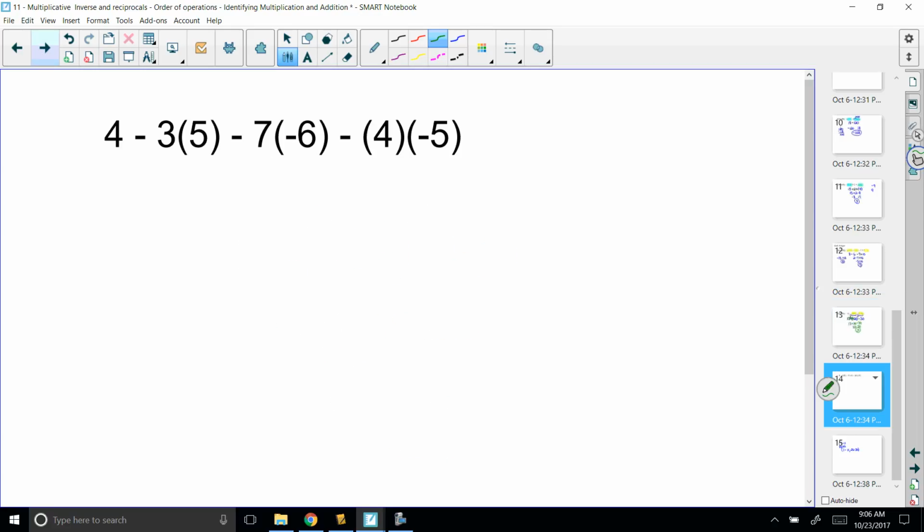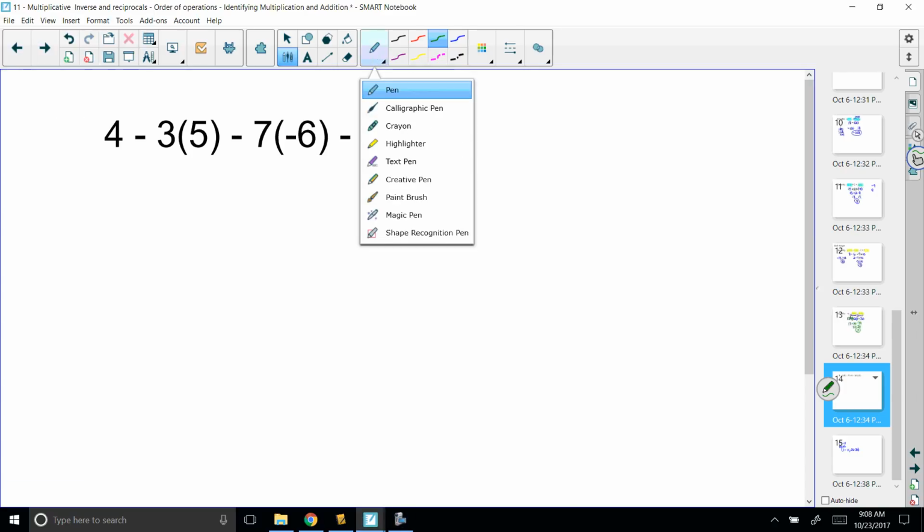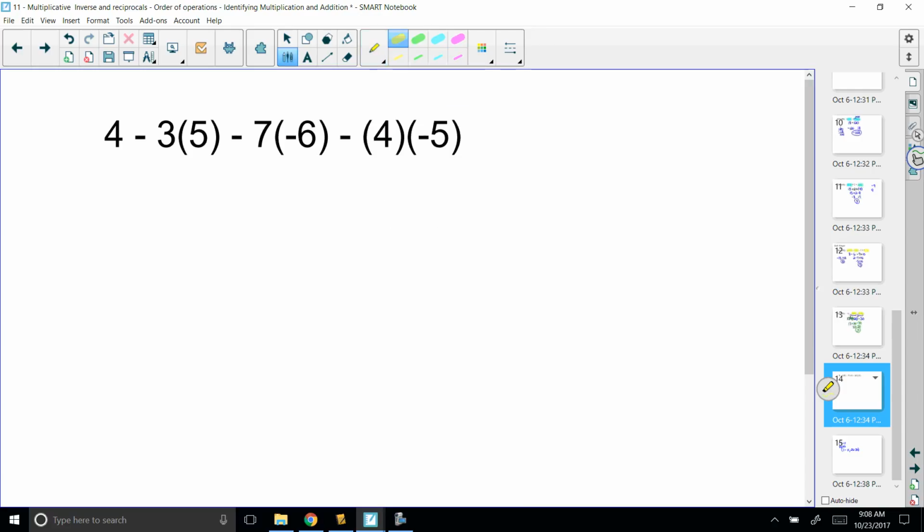One more example. Go ahead and work through this problem. Okay, we're struggling just a little bit on this one. We want to look for the multiplication, so read the problem. Whenever I say times, I'm going to highlight the 2 numbers. So we have 4 minus 3 times 5 minus 7 times negative 6 minus 4 times negative 5.